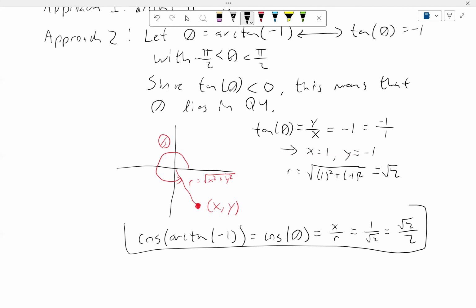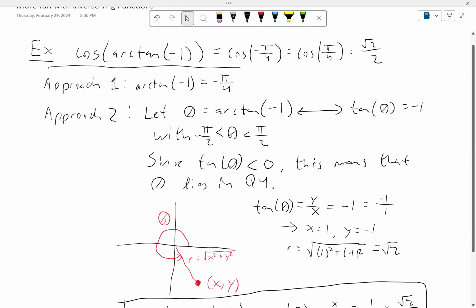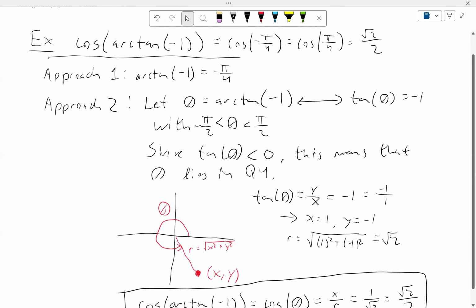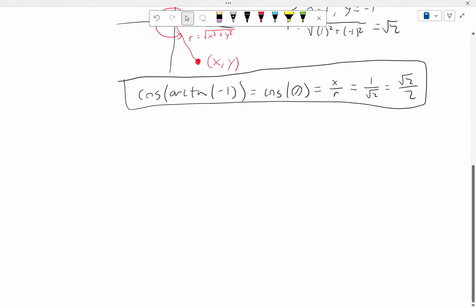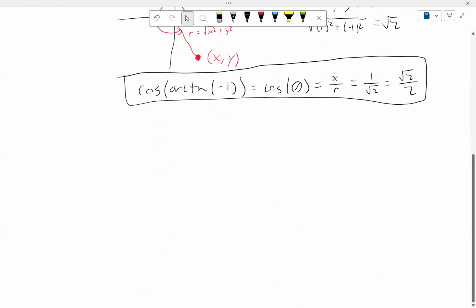So we get the same thing that we had on approach 1, right? It seems like it's a lot more work than approach 1, but that's just because arctangent of -1 happened to be one of our special angles that we could do that one so quickly. Let's try a different one, though.